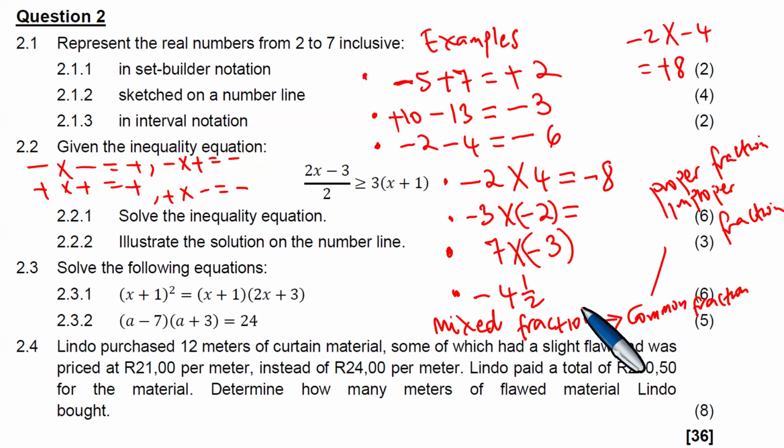Now, what about if we have negative 3 times negative 2? Negative 3 times negative 2. You first check the signs. We check the signs again.